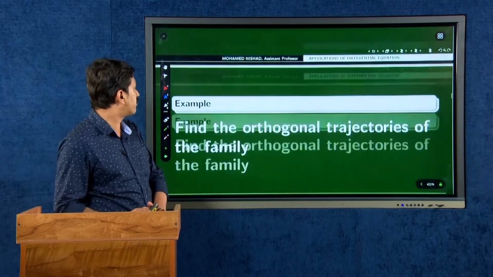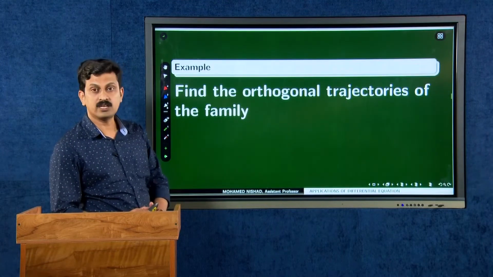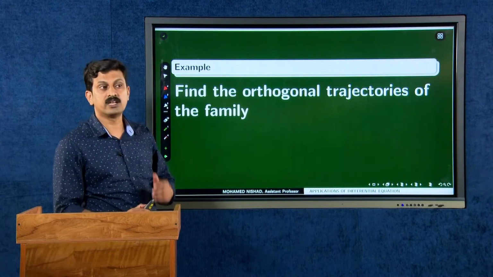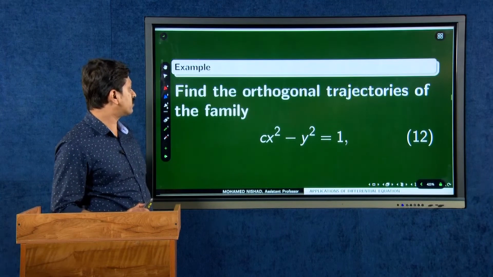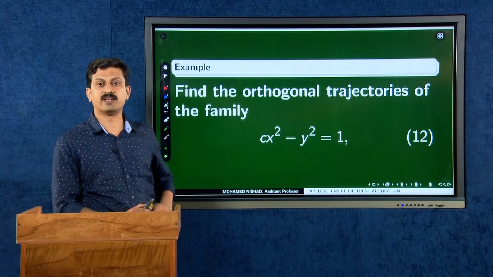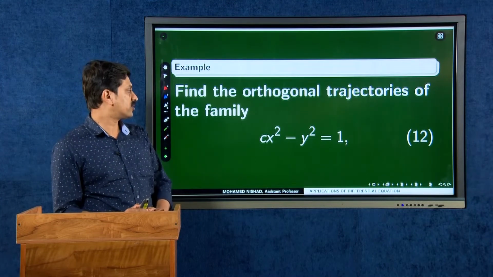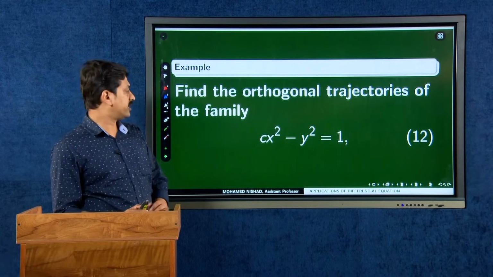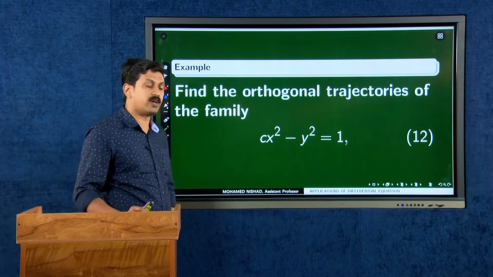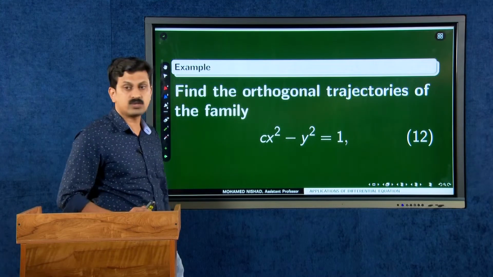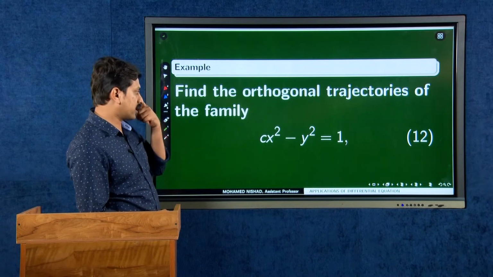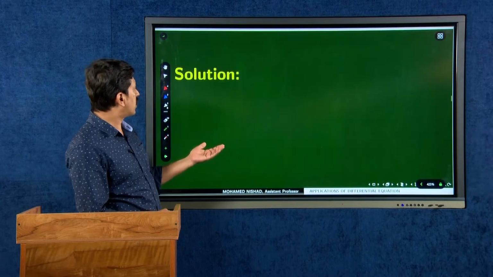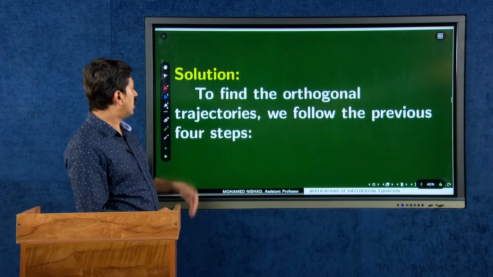Now, I would like to invite your attention to another example. In the new example, we will discuss another question, that is, the orthogonal trajectories of the family of curves Cx square minus y square is equal to 1. See, dear students, this is Cx square minus y square is equal to 1. So, our aim is to solve this one.